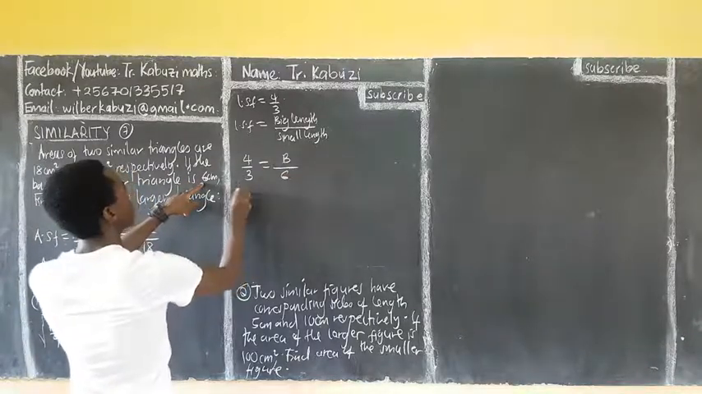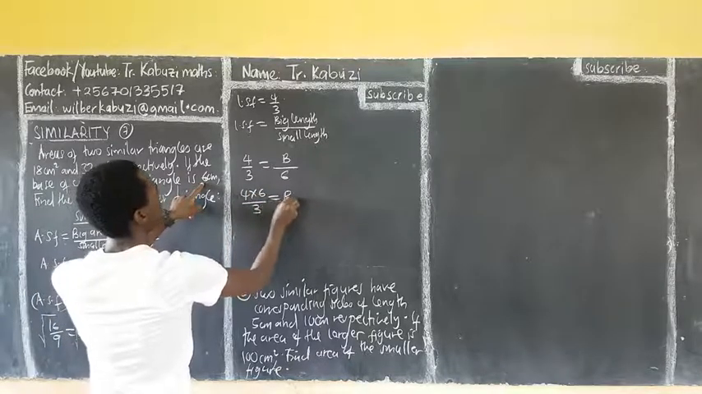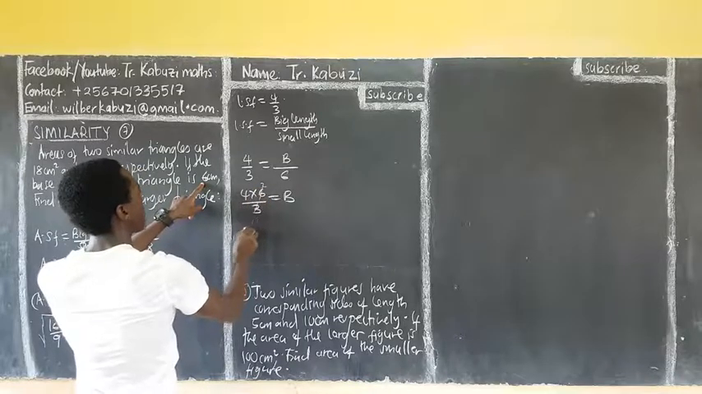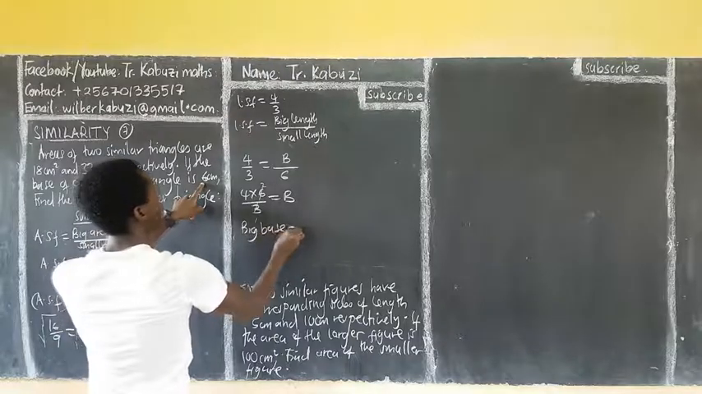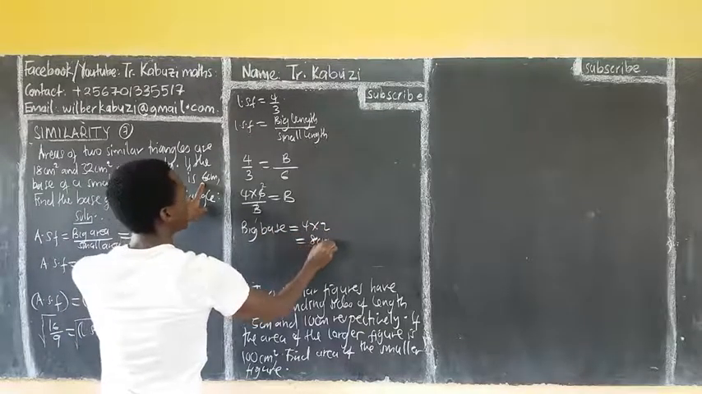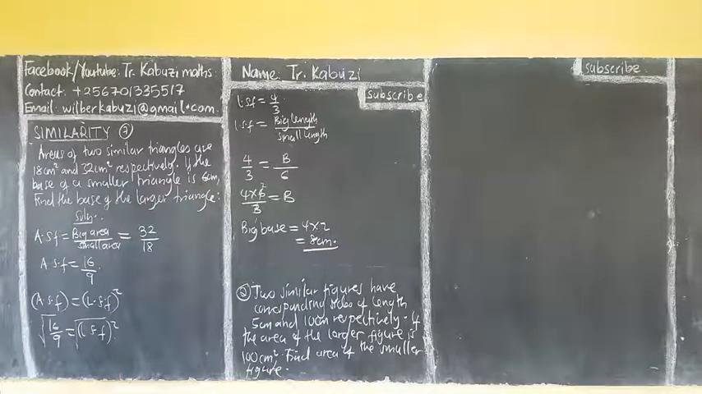So now if I cross multiply, 4 times 6 over 3 will be equal to b. By this one, by this 2, so that now my big base is going to be 4 times 2, which would be 8 centimeters. So we are through with that.